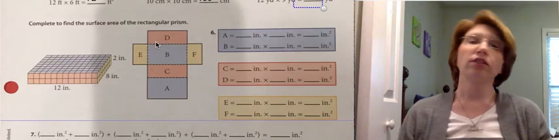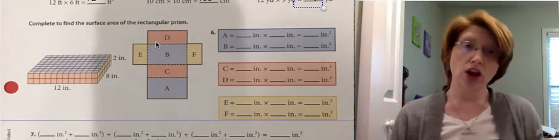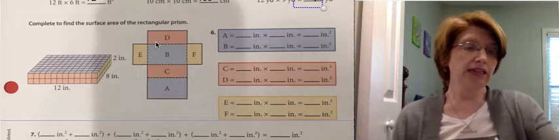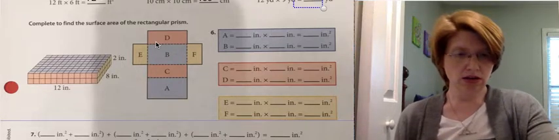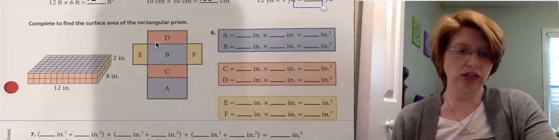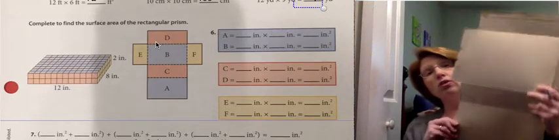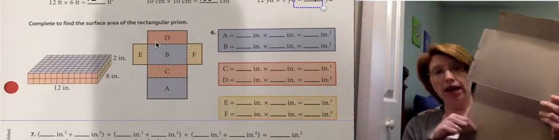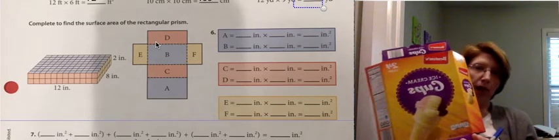So to figure out the surface area of my entire box, I would just have to add all of those numbers. 70 and 70 is 140. 20 and 20 is 40. 14 and 14 is 28. I would add all those together and get 208. So 208 inches squared would be the surface area of this ice cream cup box.